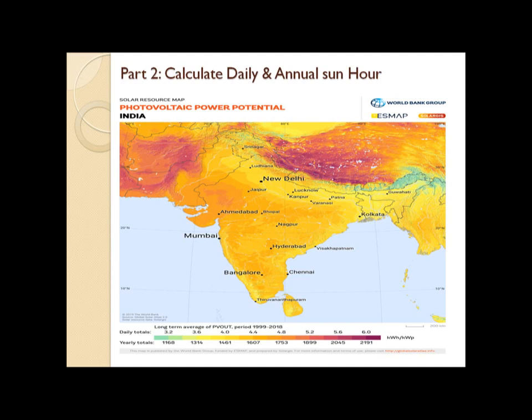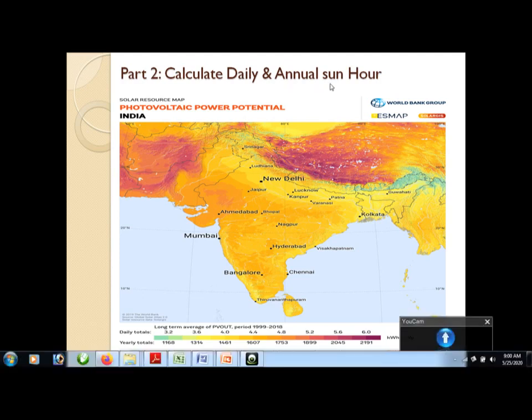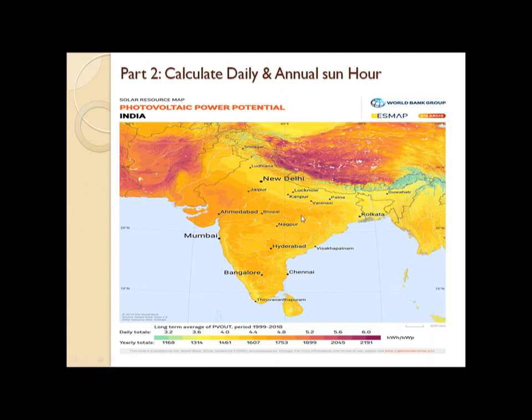So step 2, calculate daily and annual sun hour. This annual sun hour considers some geographical assumptions that we are discussing here. So first one, what is sun hour? Sun hour is nothing but per day from morning 6 to evening 6, the sun produces rays on the surface. So that period is called sun hour.